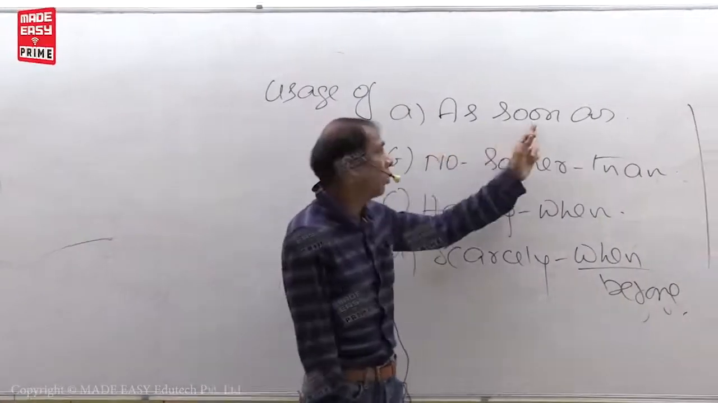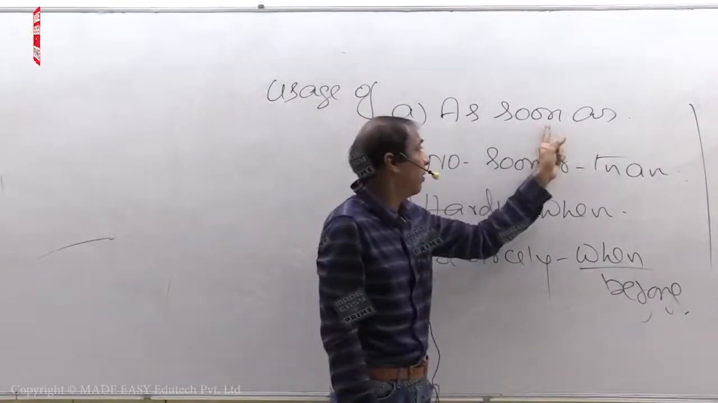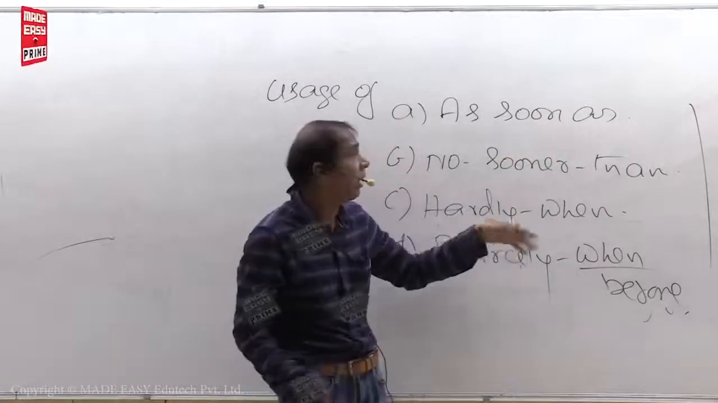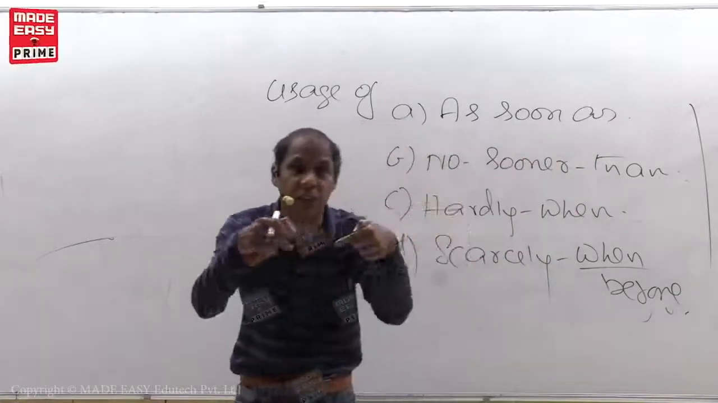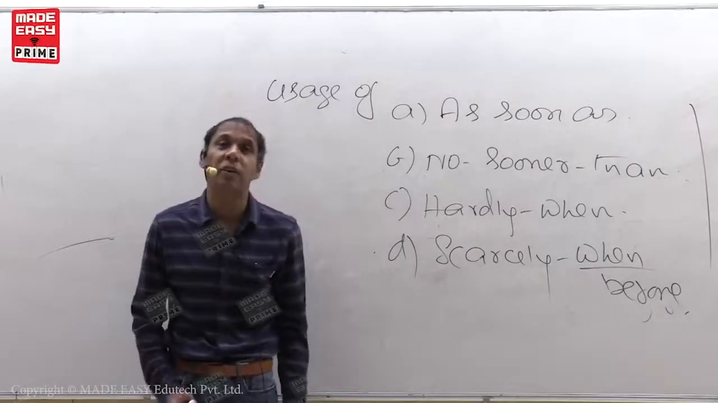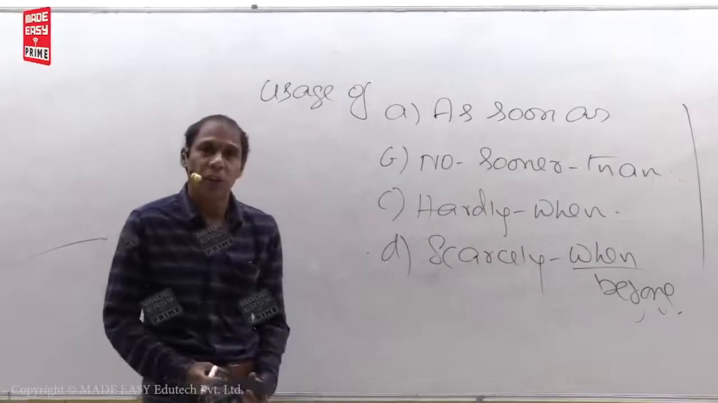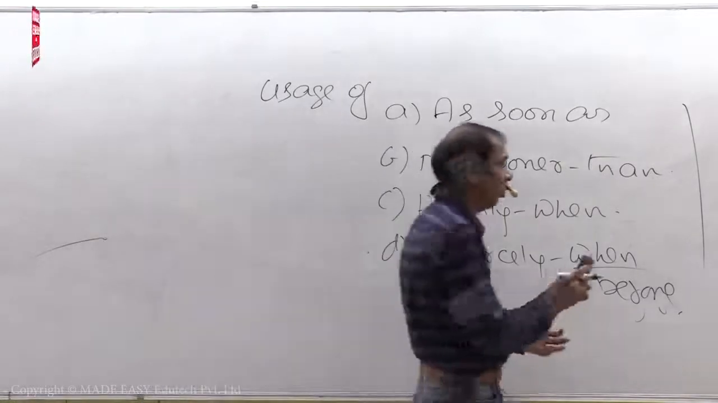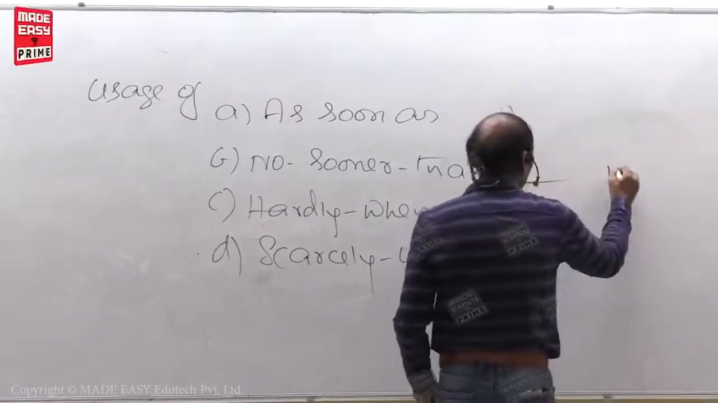See, what is happening here? Soon means within no time. These three words actually, "as" has some meaning, "soon" has some meaning. What is happening here? These three words are joining with one another, and they are leaving their actual meaning and giving a different meaning. Similarly, these three, these two. All these four words are giving a different meaning. What is the different meaning? These four words give the same meaning, that is immediately.